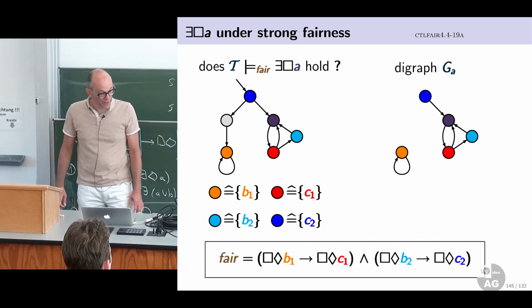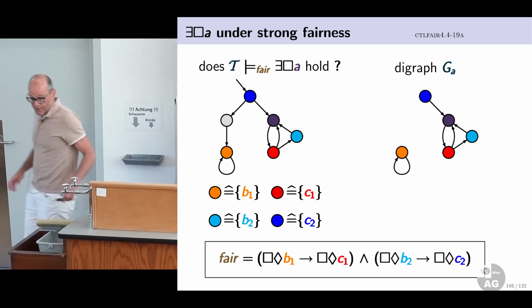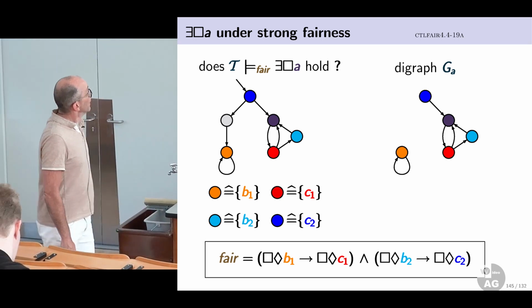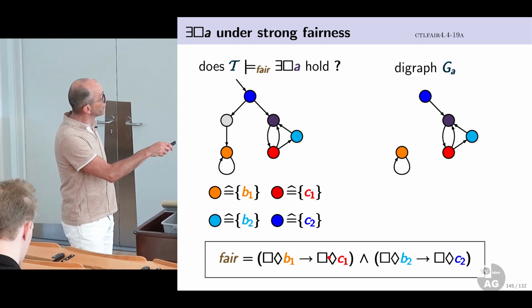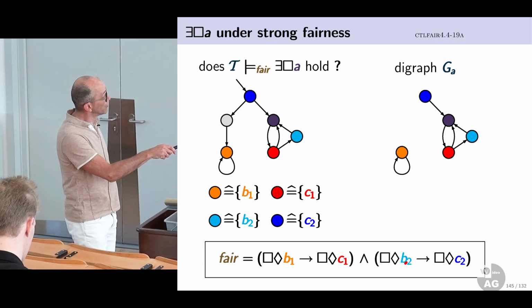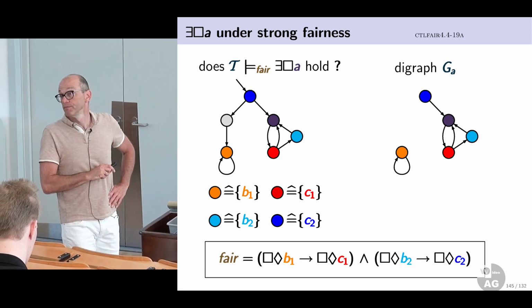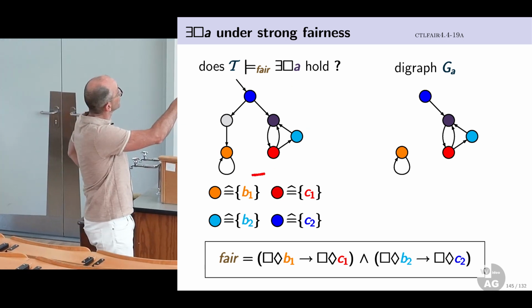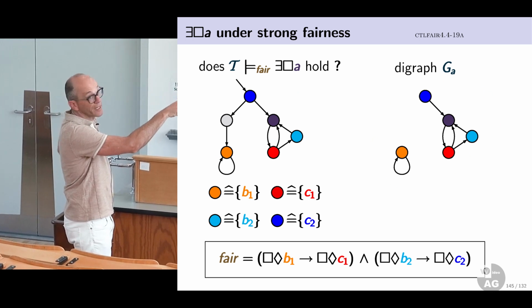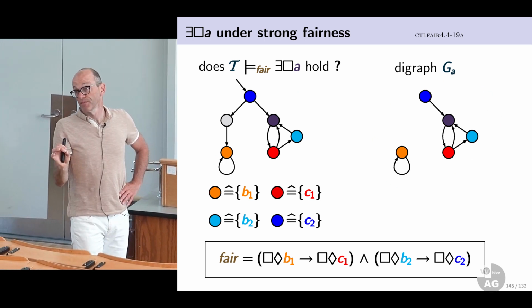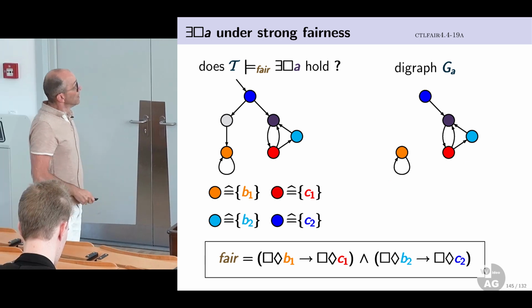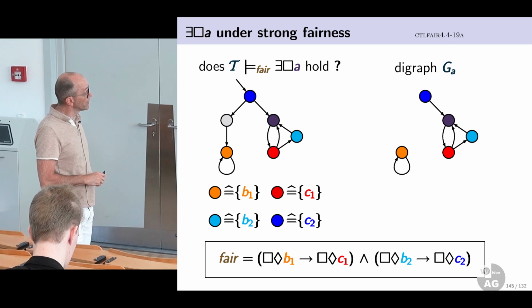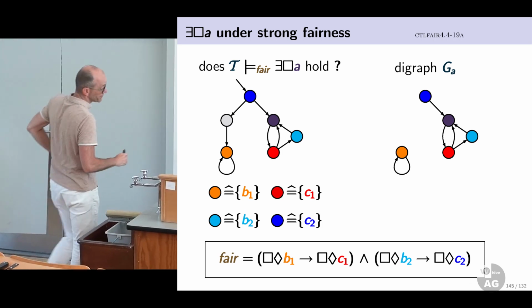Now suppose that I have as fairness assumption the following. This is the case for k equals 2. Infinitely often orange implies infinitely often red, and infinitely often light blue implies infinitely often dark blue. That's the fairness assumption. So this was the original transition system, and this was the digraph that I obtained by only looking at the A states. So the coloring corresponds to the atomic propositions in this fairness assumption.